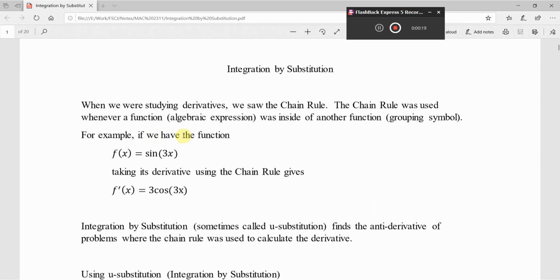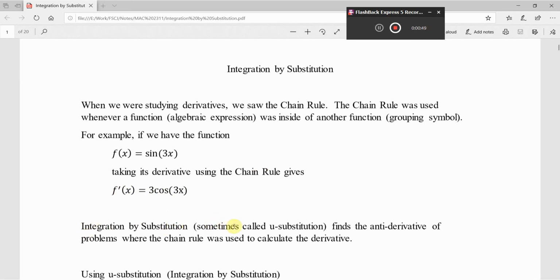For example, if we have the function f of x is equal to the sine of 3x, the 3x is inside of the sine function. So taking its derivative using the chain rule, we do the derivative of the container, so the derivative of sine gives us cosine, times the derivative of the inside, the derivative of 3x gives me a 3. So I get f prime is equal to 3 times the cosine of 3x.